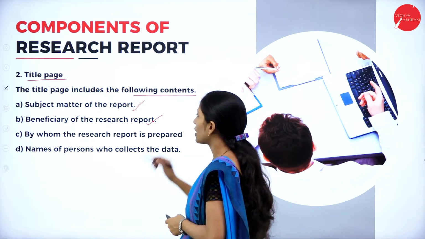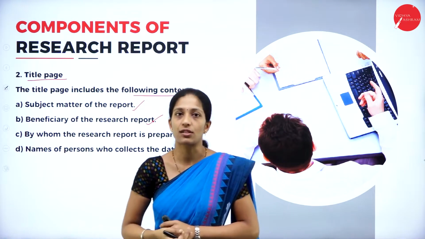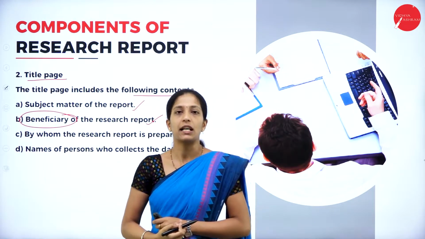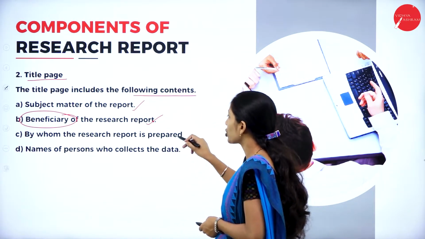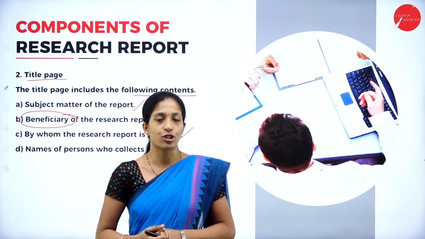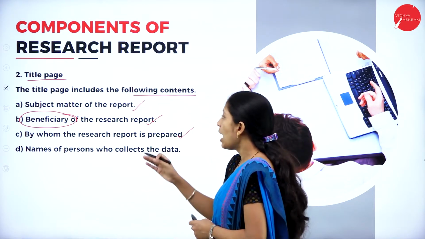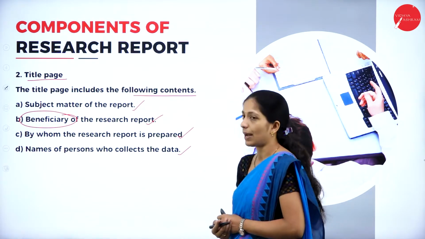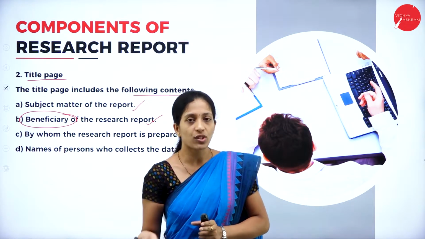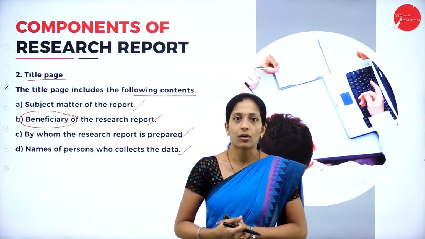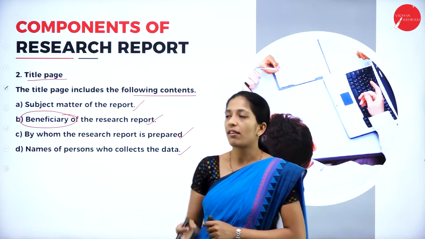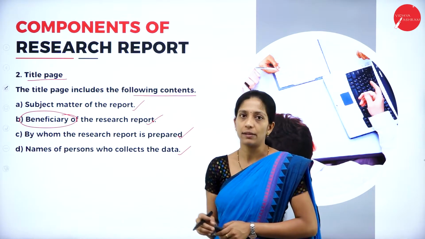Then the beneficiary of the research report: who are the users, who will be benefited from that particular report? Then by whom the research report is prepared. That is the researcher who prepared the research report, so his name has to be included. Then the names of persons who collect the data. It may be done by the researcher himself, or some qualified person may be appointed by the researcher to collect the information. Everything has to be written in the title page.